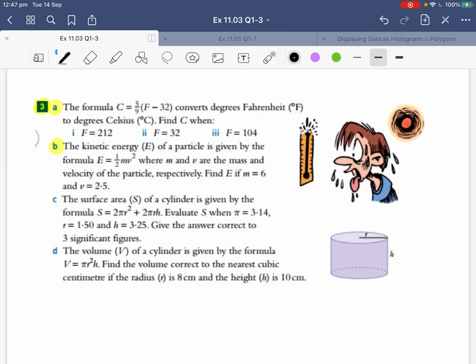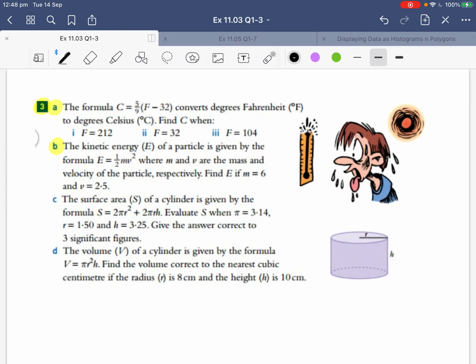Finally, question 3, you're asked to do A and B. What you've been asked to do is exactly the same. You want to find the letter when you're given certain values. So I'll do 3AI for you, but this is exactly the same as question 2. It's just a little bit wordier.